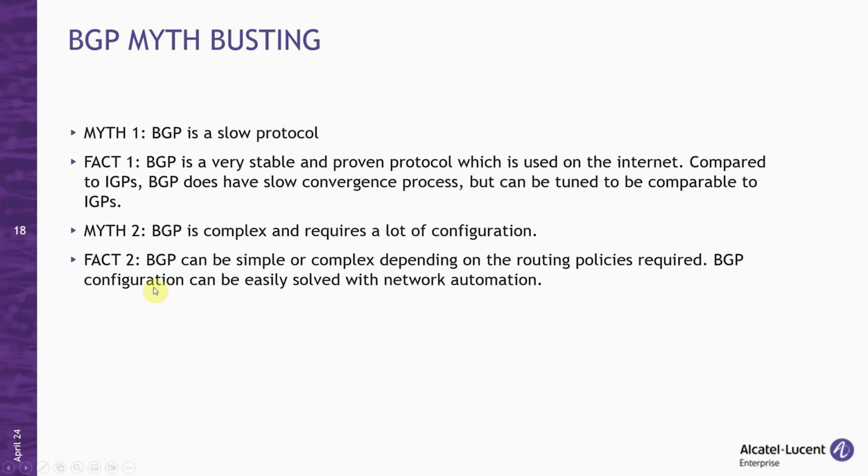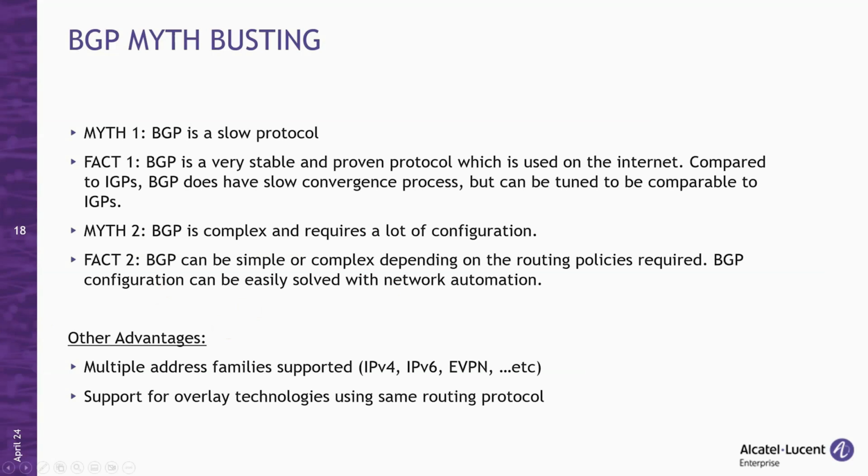The fact is that BGP can be simple or complex depending on the routing policies required. BGP configuration can be easily solved with automation. Another advantage of using BGP in your data center is that in case you decide to deploy an overlay protocol such as EVPN or MPLS, you'll require BGP anyway. It also supports multiple address families in one protocol, in case you plan to deploy IPv4 and IPv6.